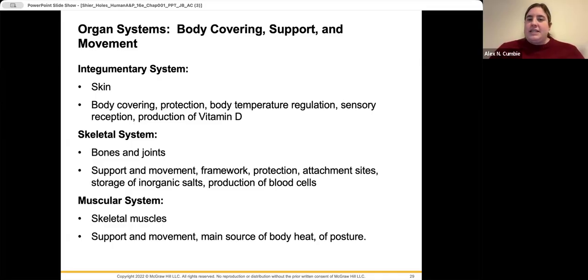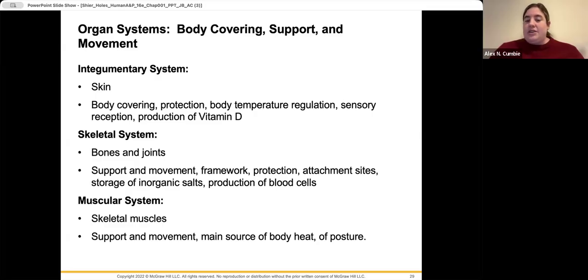This is representing the skin and any additional structures that go along with the skin. This could be hair, sweat glands, sebaceous glands, things like that. But the skin is the primary organ for the integumentary system, and it is referred to as the integument. Some functions for this system. It covers the body, which provides really good protection, either against mechanical injury or anything that might be trying to invade the body. Part of your skin has body temperature regulation.